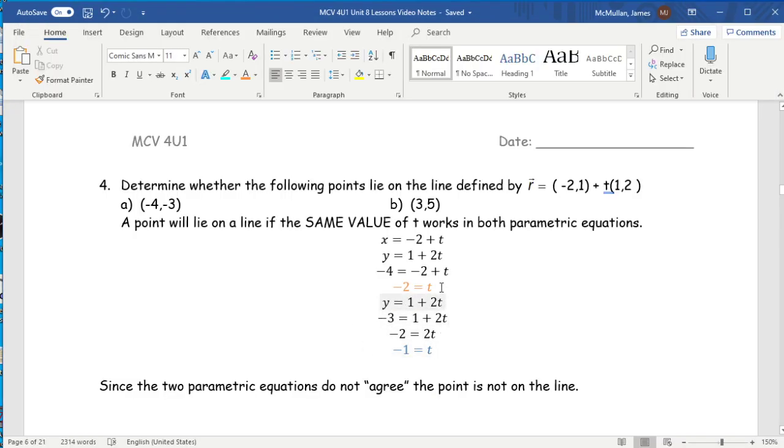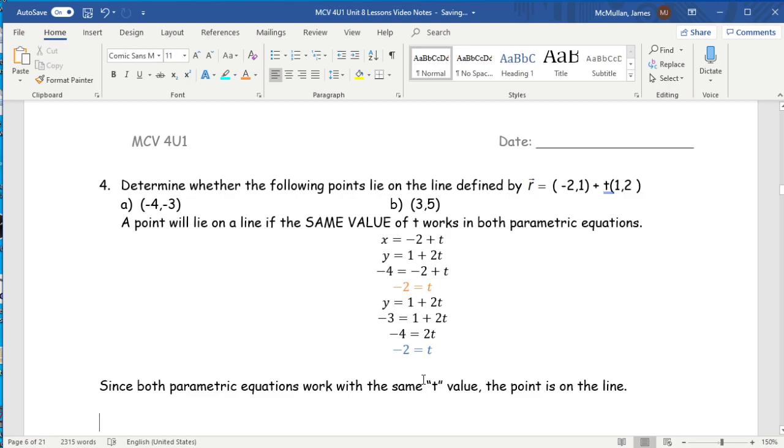So let's just look back quickly and see what I did. Negative 4 equals negative 2 plus t. Bring the negative 2 over. I'm pretty sure that's right, so maybe this is what's wrong. Negative 3 equals 1 plus 2t. Oh, right, of course. When you bring 1 over, you don't get negative 2, you get negative 4, and then you get t. So let's correct my conclusion. Since both parametric equations work with the same t value, the point is on the line. Okay? That's one way you can do it.